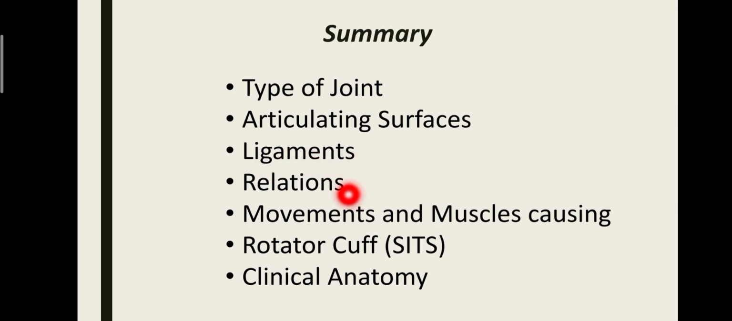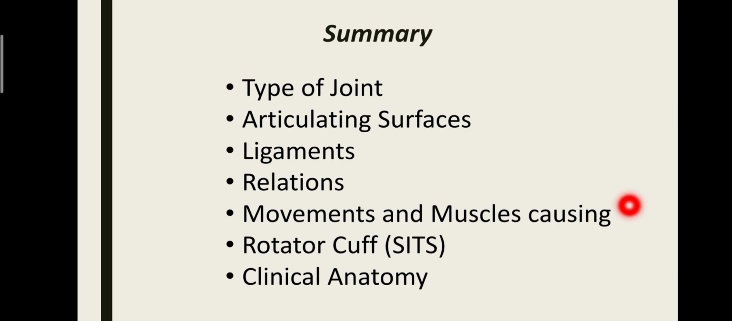And then relations, you need to mention superior relations, inferior relations, anterior relations and posterior relations. Then within the joint we had the long head of triceps brachii. Sorry, it was not triceps, it was the long head of biceps brachii. Okay, so this was about the relations. And next was your movements and the muscles causing those movements. All possible movements are present: abduction, adduction, lateral rotation and medial rotation, flexion, extension and circumduction. And the muscles causing those movements, I gave you the chart, right?